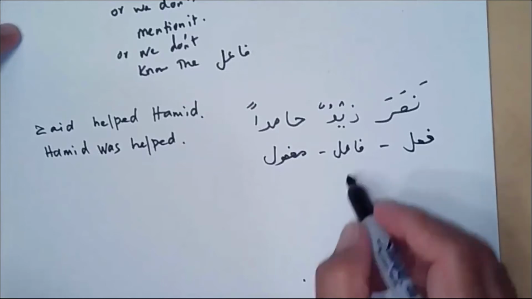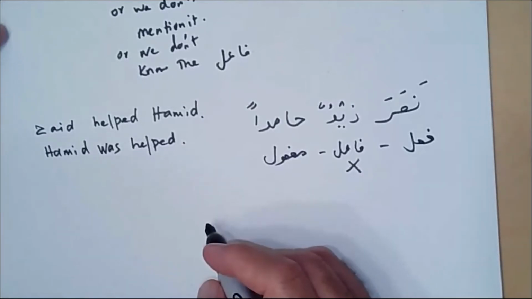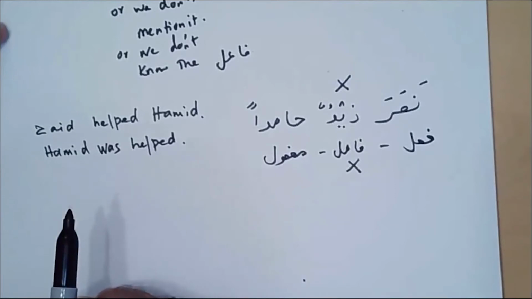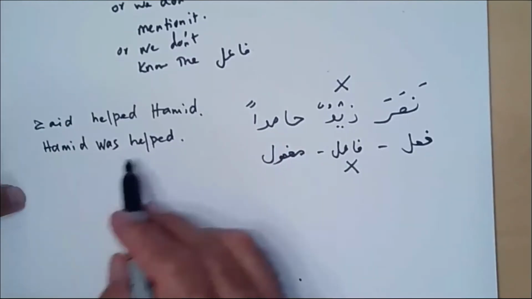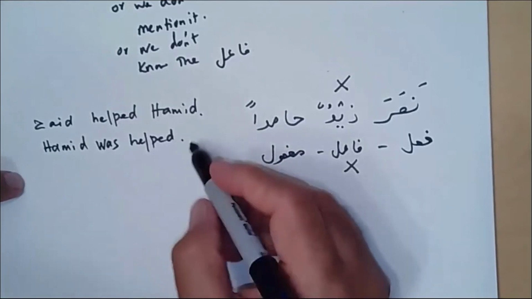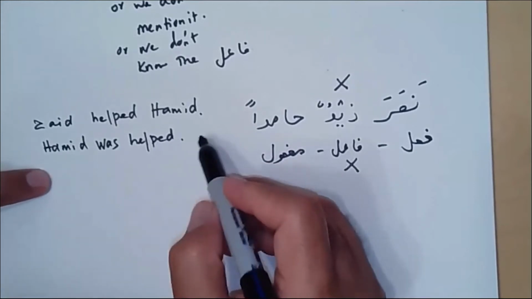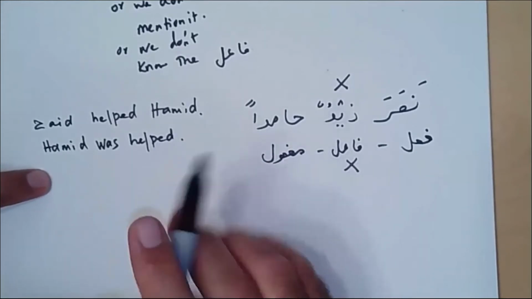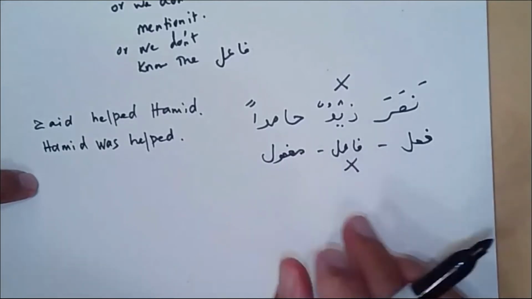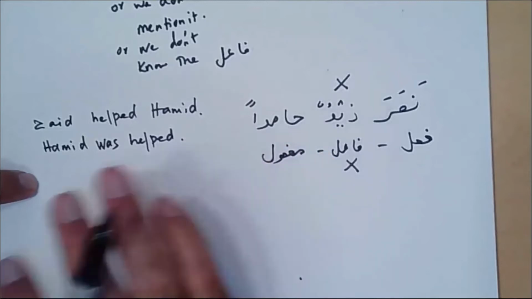Our goal is we don't want to mention the fa'il anymore. So Zaid has to go. You see what I did? Hamid was helped. Did I mention Zaid here? No. In English, I could say Hamid was helped by Zaid. In English, that would be correct. But in Arabic, the idea behind passive voice is to hide the fa'il or to not mention it.